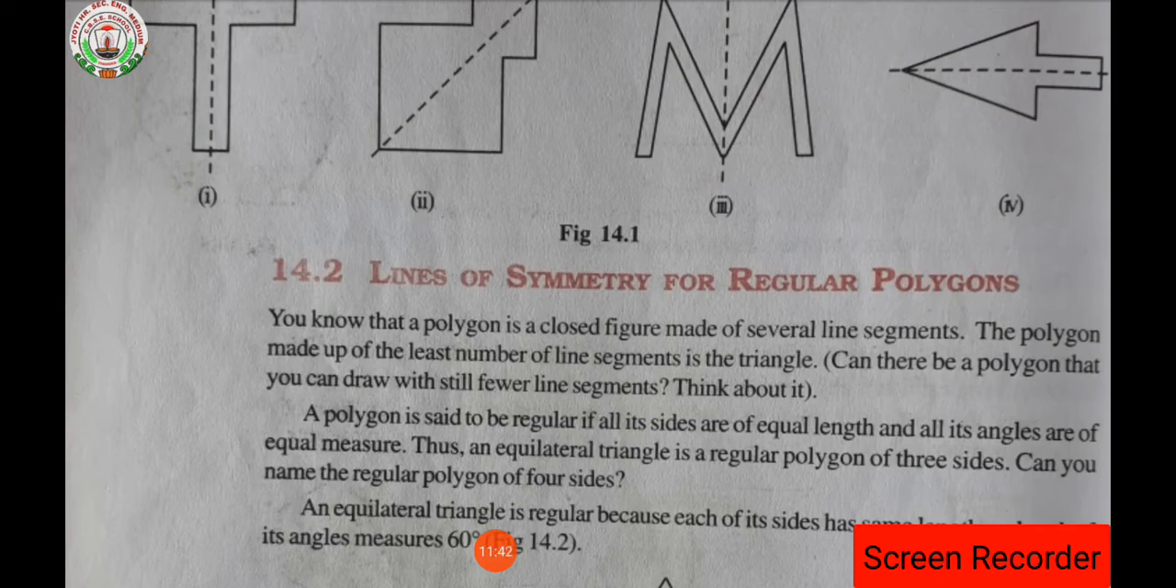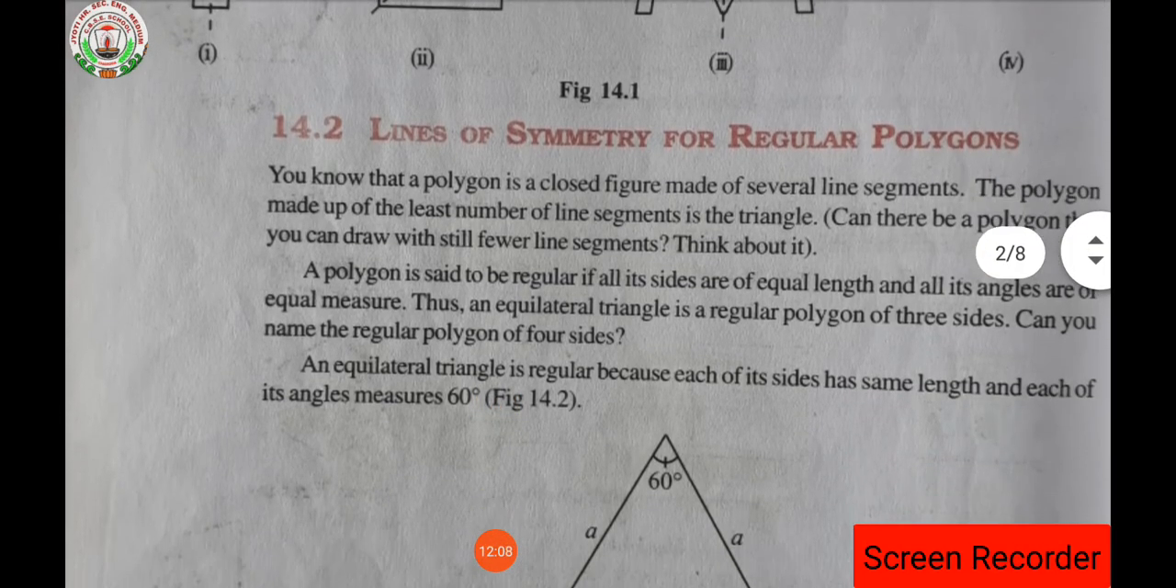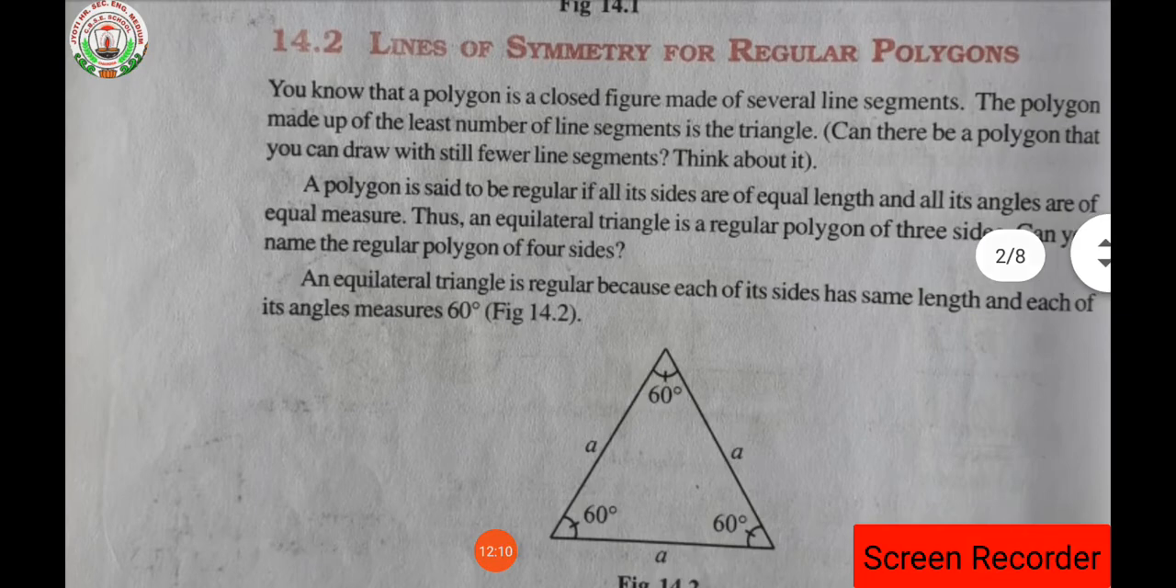Okay, a polygon is said to be regular if all its sides are of equal length and all its angles are of equal measure. Thus an equilateral triangle is a regular polygon of 3 sides. Can you name a regular polygon of 4 sides? So a regular polygon of 4 sides can be considered as a square. A square is a regular polygon which is having 4 sides and also having 4 lines of symmetry.